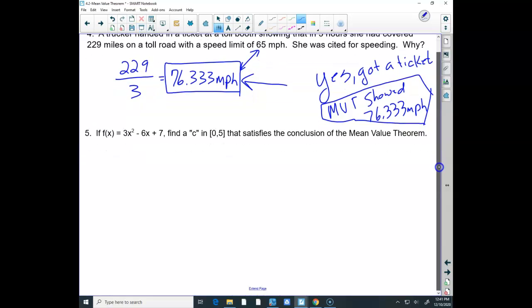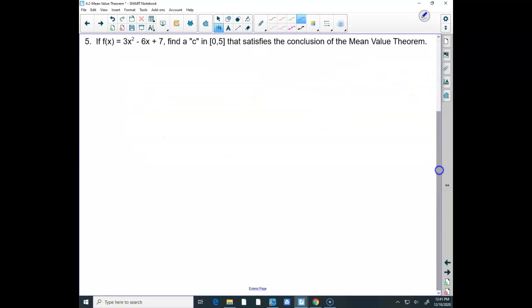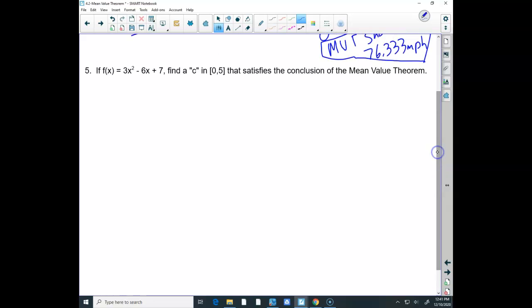Okay? Here, this one's for you. Why don't you try this? Hit pause, give it a shot, and I'm going to come back with it. Actually, no, I'm not. You hit pause, I'm just going to work it out. Okay? So, polynomial, continuous, differentiable everywhere. Therefore, mean value theorem will apply. I need to know when is f prime of c equal to the average rate of change from A to B.